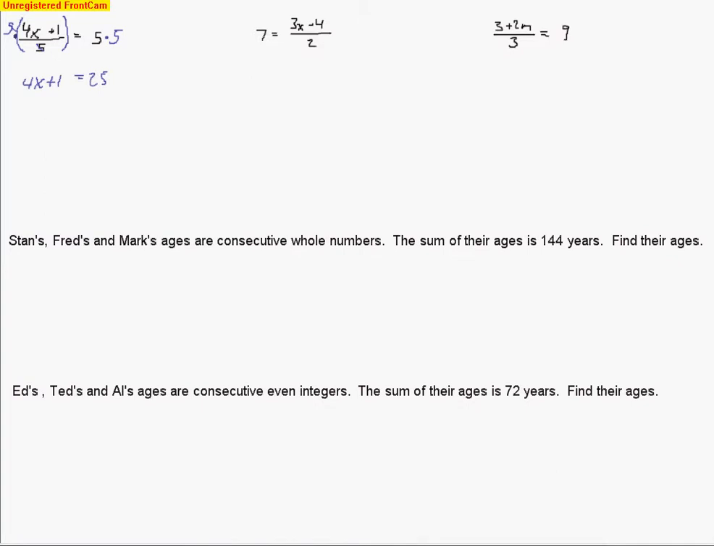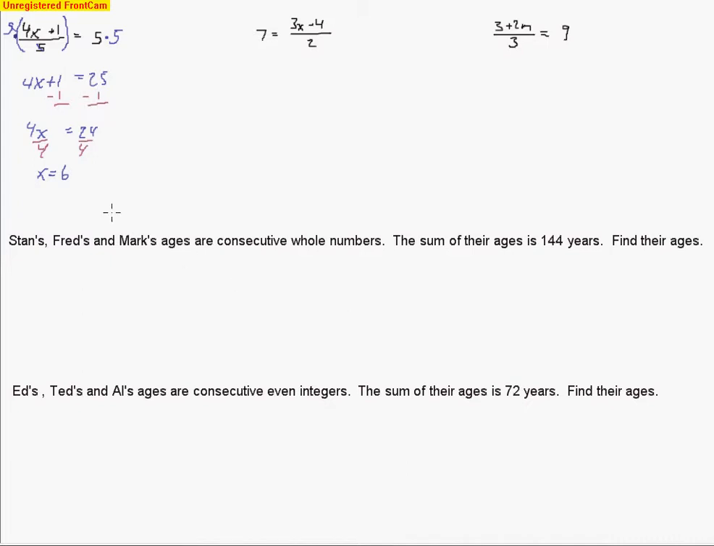So from this point, all we're doing is opposite operations to solve. You've got to subtract 1 from both sides. Once we do that, we're left with 4x equals 24. Well, we go ahead and divide by 4 on both sides, and we'll end up with our answer. So x equals 6. Let's take a look at our next problem.